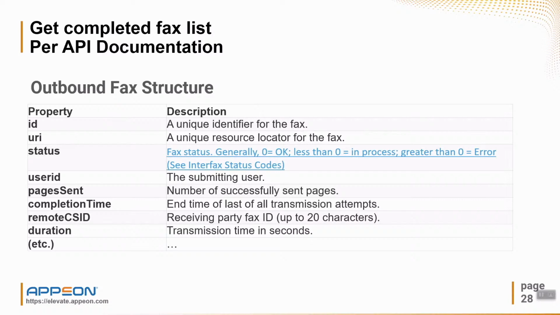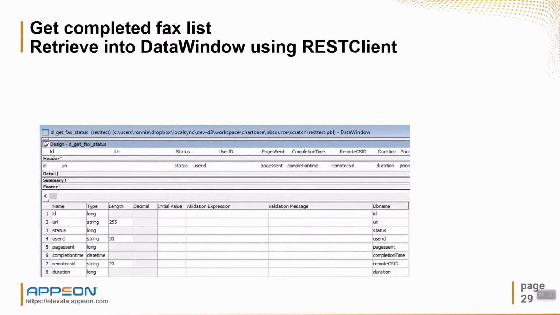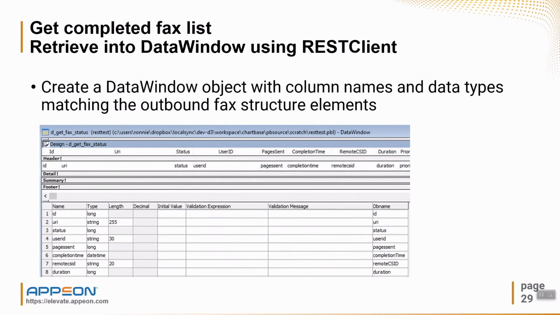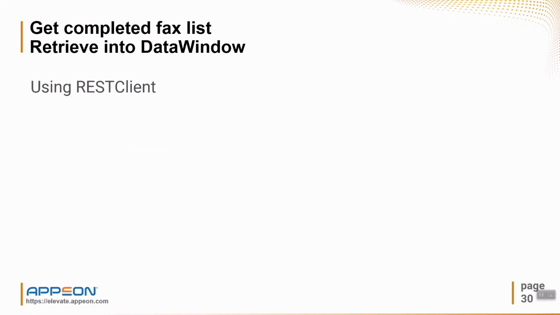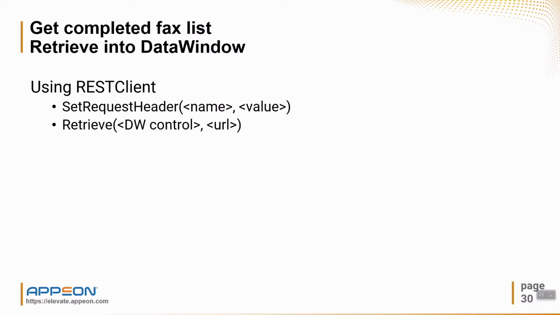And we can retrieve this into a data window control using the RestClient, if we create a data window object with column names and data types matching the outbound fax structure elements. So here's the data window object. And then we're going to use the RestClient and set the request header. And instead of calling send request, we're going to call retrieve, passing in the data window control as an argument.